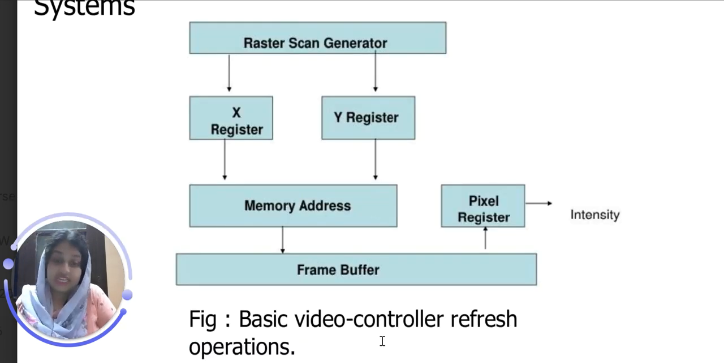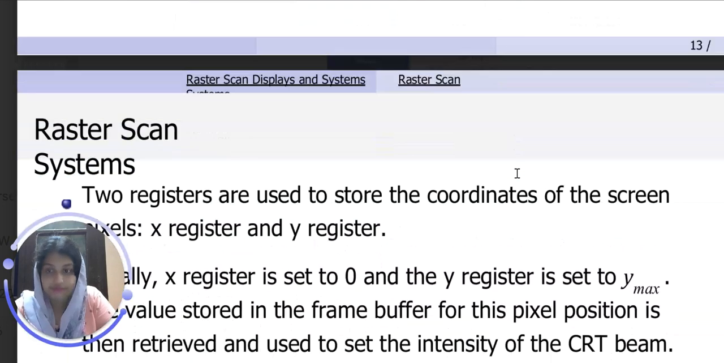This is the basic video controller refresh operation. We have the raster scan generator. It is connected to the X register and Y register. The X register and Y register go to the memory address. The memory address goes to the frame buffer. And we have the pixel register. The frame buffer is connected to the pixel register, then the intensity.